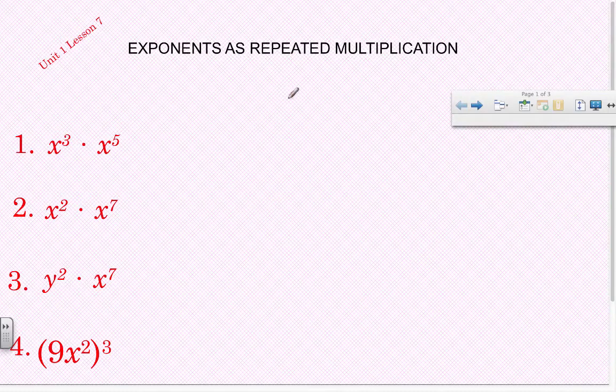Okay, we're going to do exponents as repeated multiplication. So what does that mean? It means exactly this. This is the question that we're going to learn today. How do you do x to the third times x to the fifth?